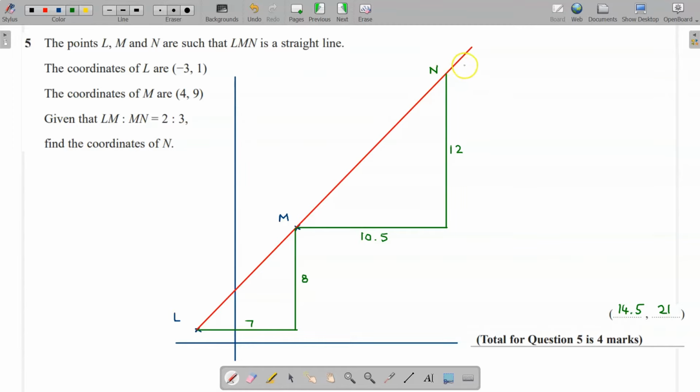So I'll just write it here so you can see: 14.5, 21. And you could show the coordinates of these here as well if you wanted on the diagram, but it's written there anyway. So I think that's enough working to show that you understand the problem.